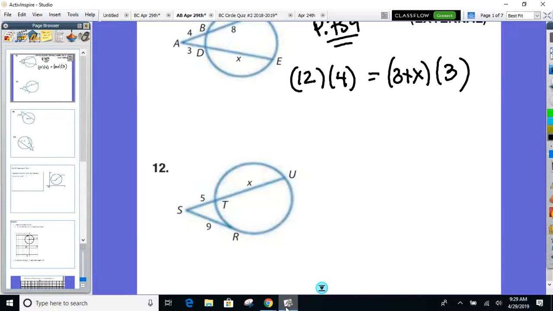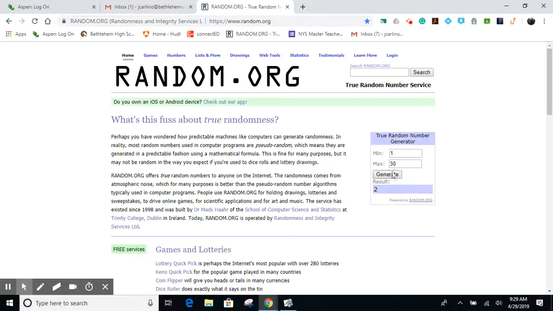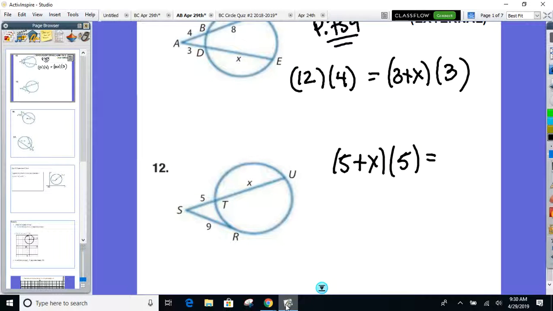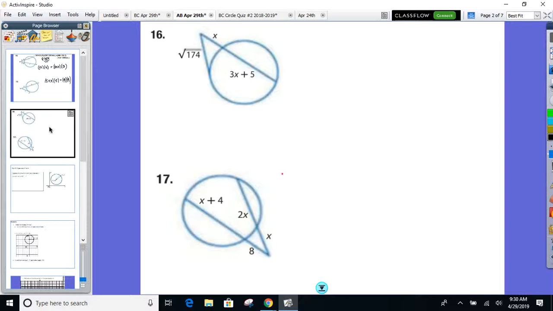Okay, how about 12 now? Name a whole secant. 5 plus x. What about its external part? 5. Times 5. Now let's go to the tangent. 7. Yep. Name a whole tangent here. 9. And what about the external part? Whole and external for a tangent, both the same length. Any issues there? I'm not going to solve that one. You should be able to solve that one on your own. We all good? Next one. That's all this was, whole times external.